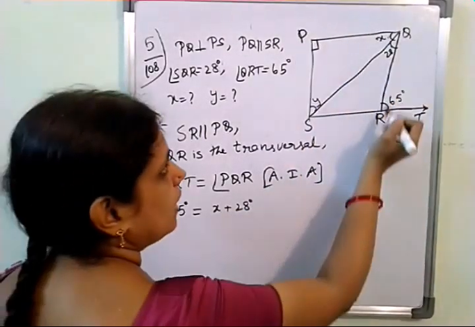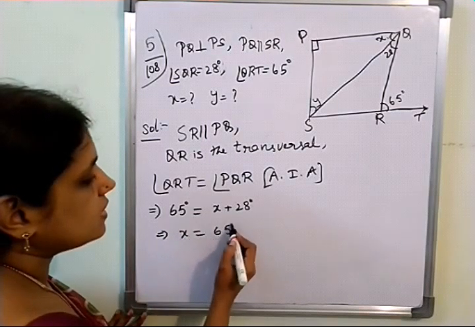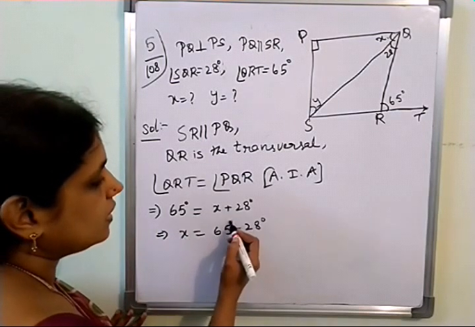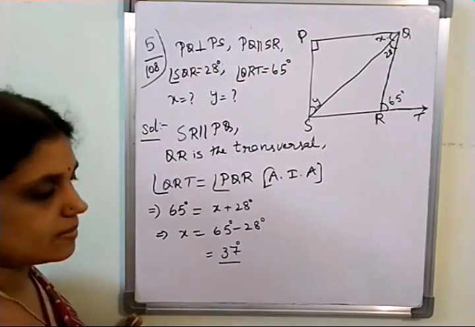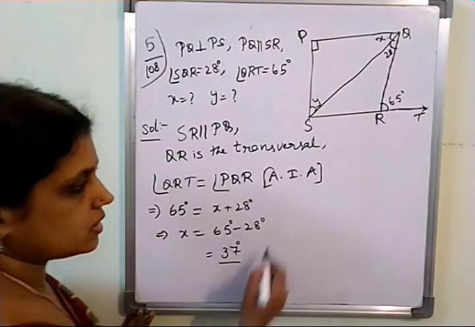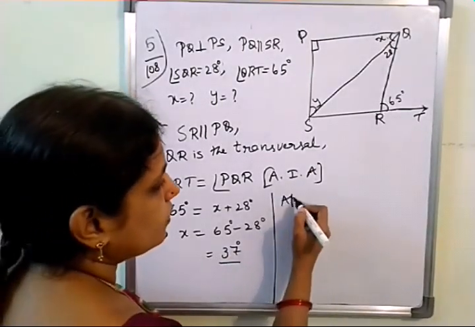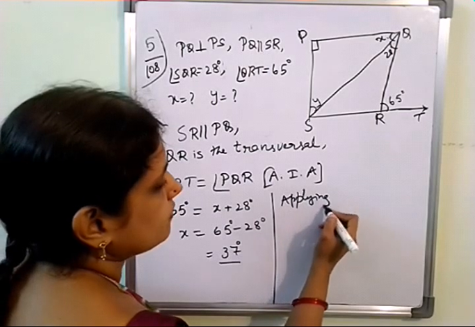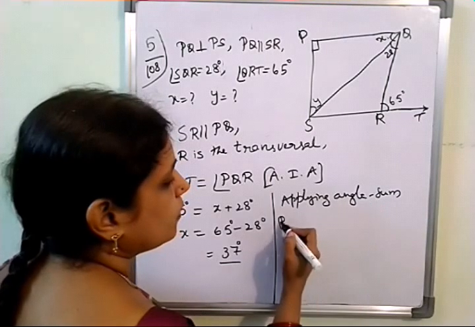Here angle PQR is X plus 28. That's why X equal to 65 minus 28. That is 37 degrees. Okay. X value we got. Now coming to Y value. Now applying angle sum property.